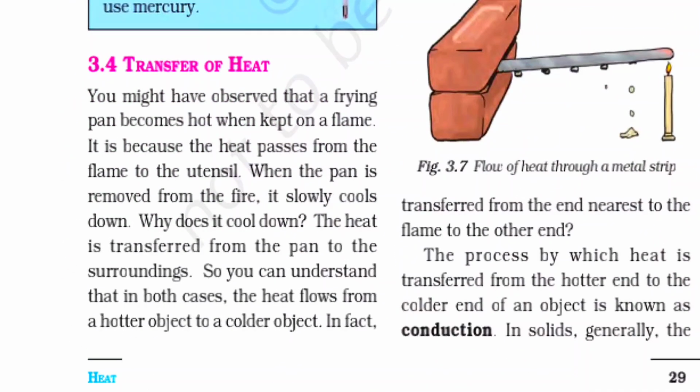Transfer of heat. You might have observed that a frying pan becomes hot when kept on the flame. It is because the heat passes from the flame to the utensil. When the pan is removed from the fire, it slowly cools down. Why does it cool down? The heat is transferred from the pan to the surroundings. So, you can understand that in both cases, the heat flows from a hotter object to a colder object.